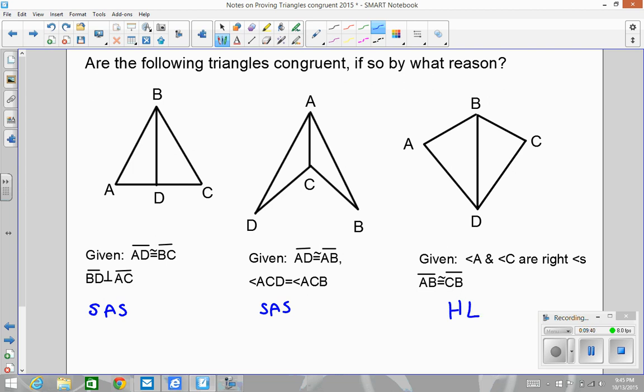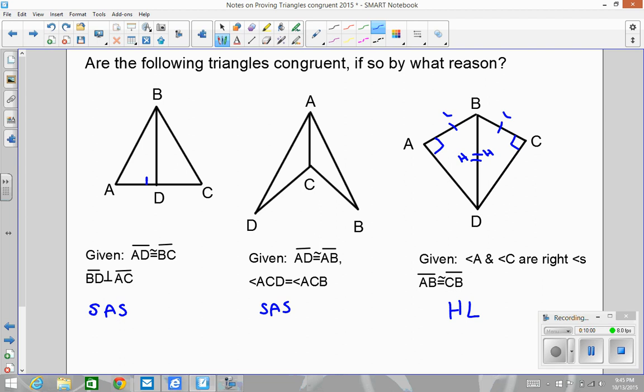HL. If you didn't get that one, it says angle A and angle C are right angles. So doesn't that make the two triangles right triangles? But it also says AB is congruent to BC, and then this is congruent. This is the hypotenuse for each side. This is a leg. So this is HL. How can I call it the hypotenuse? Because I have right triangles.